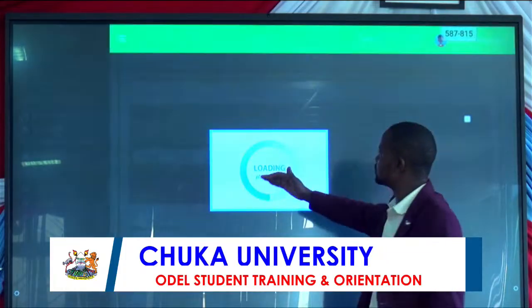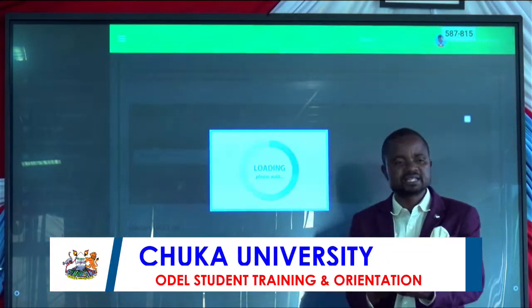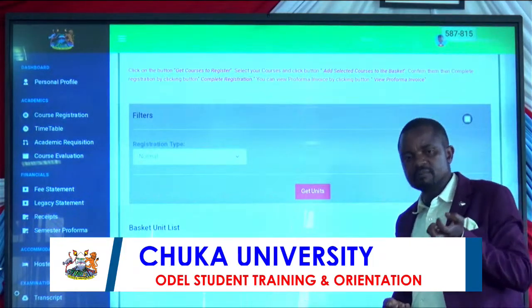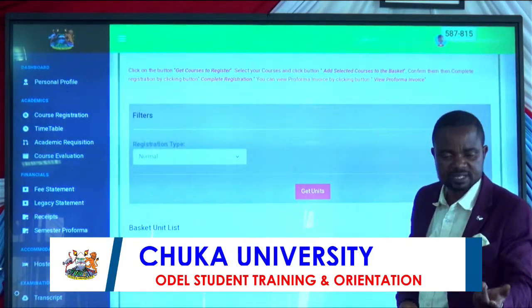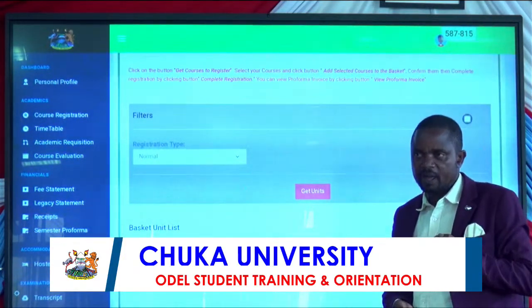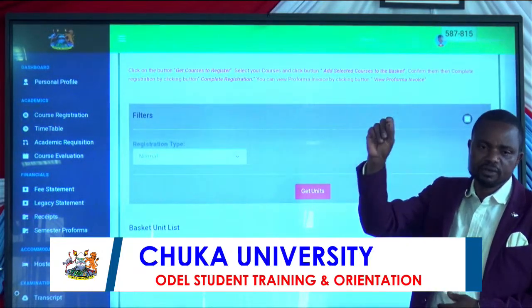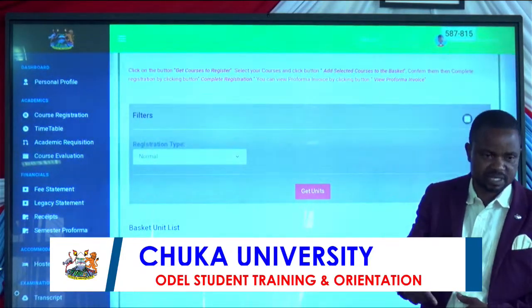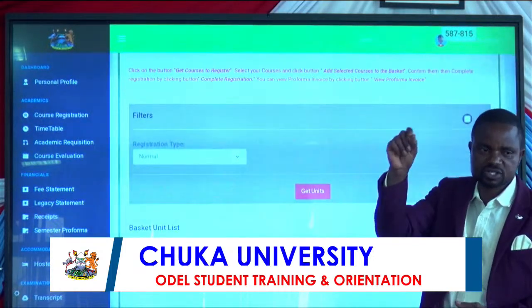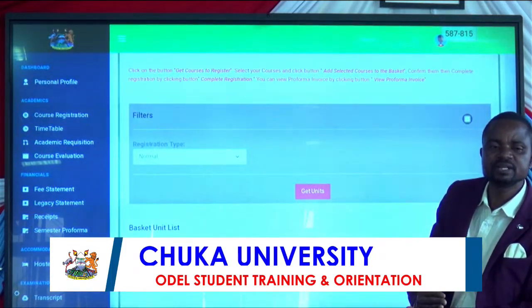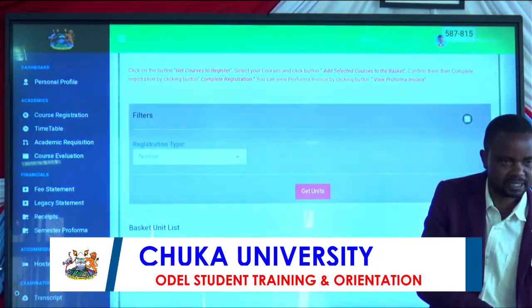Like what we expect from here, if you click get units, the units will be pulled from the system. The units that you are supposed to take in the semester. Your only task is just to tick all the units that you are taking this semester. You just tick the check boxes. Then you click add the selected units to the what? To the basket.